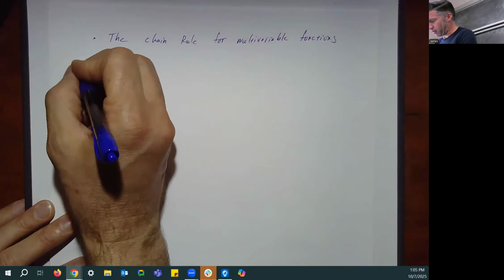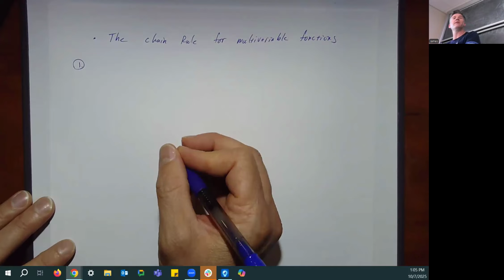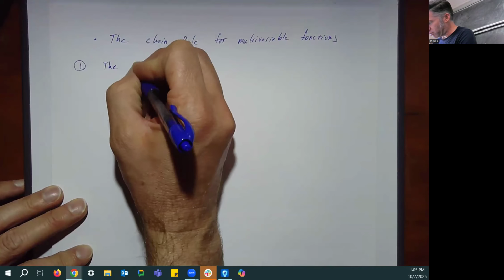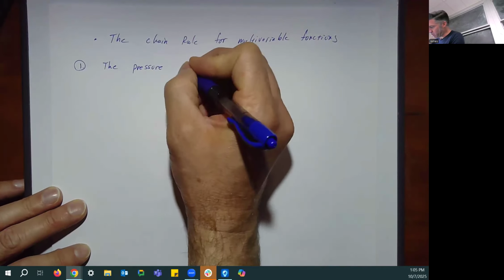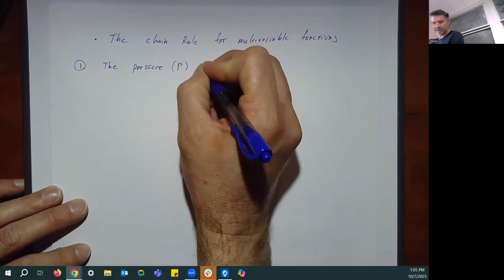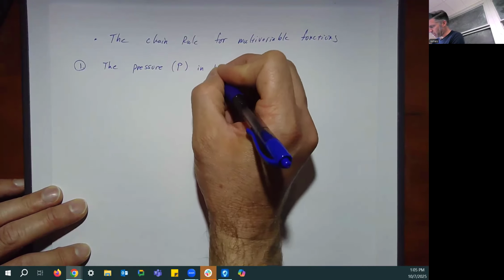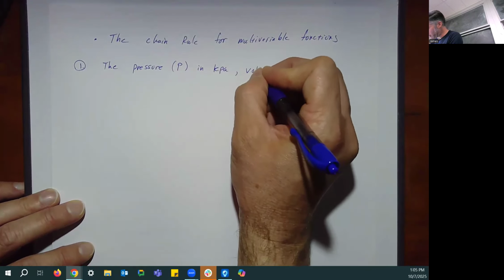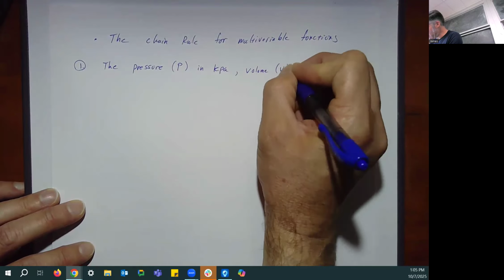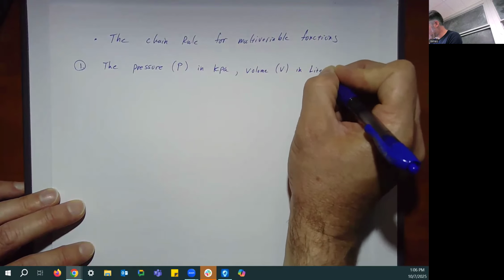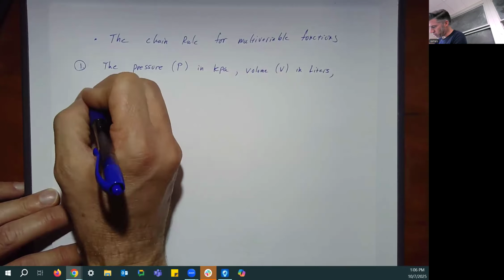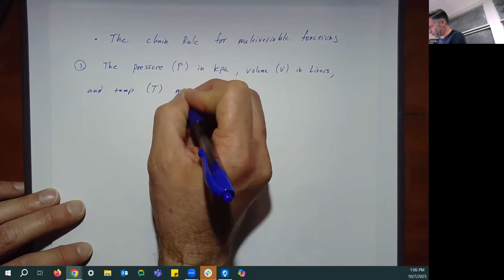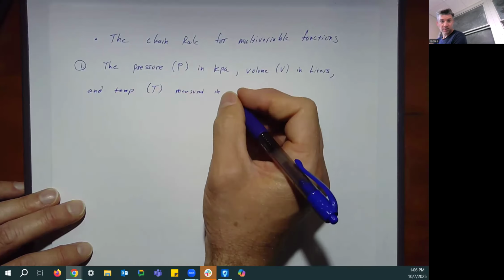So let's talk about pressure, volume, and temperature. Some chemistry stuff that I don't know a whole lot about. So the pressure, P, measured in kilopascals, kPa. I'm not sure how you're supposed to write that, whatever. Volume, V, measured in liters. And temperature, capital T, measured in Kelvin or degrees Kelvin.